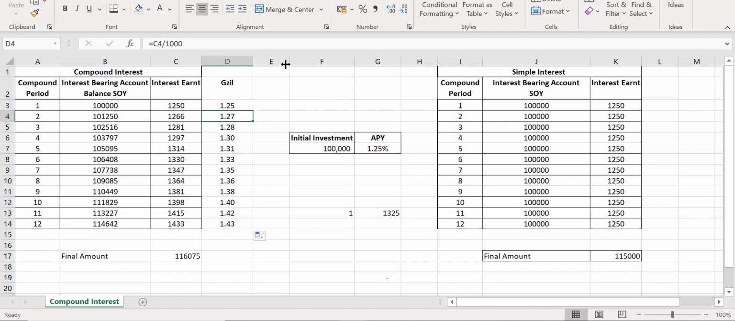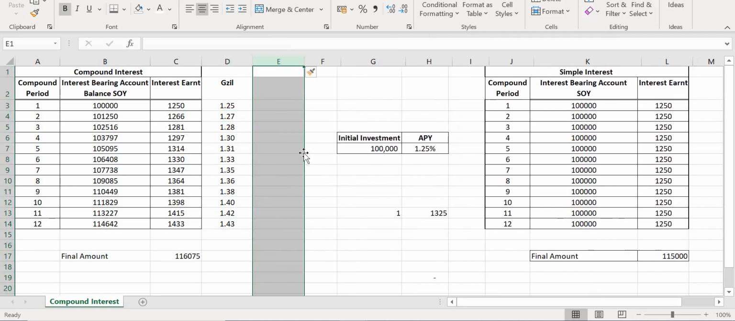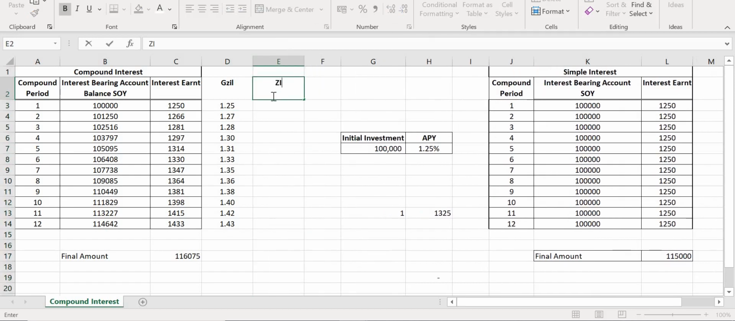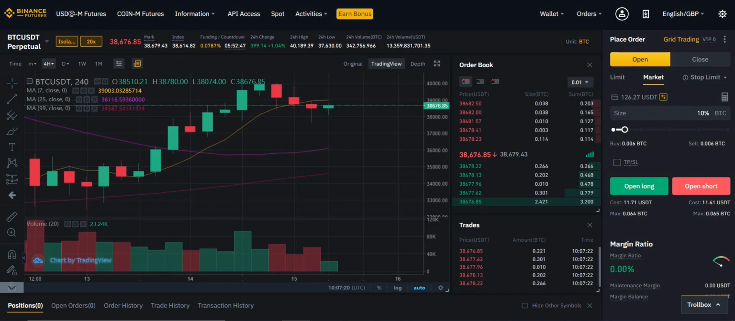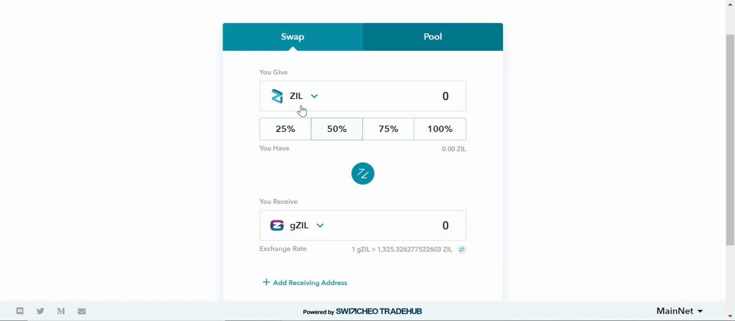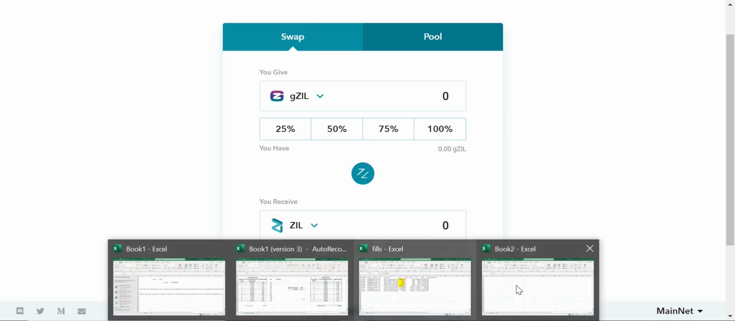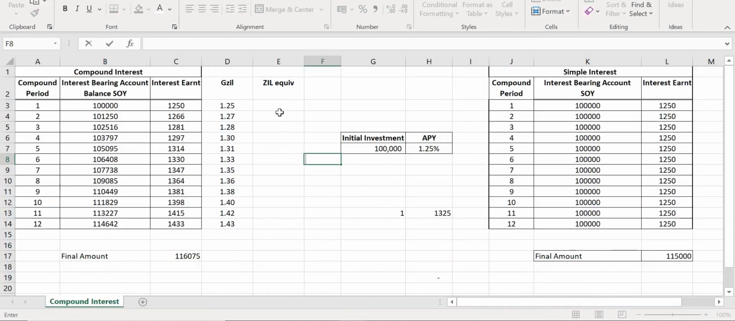The other thing we need to do is work out how much ZIL that is worth. So what is the ZIL equivalent? What I'll do is jump quickly onto ZIL swap, and here we go, GZIL to ZIL, and just work out what the exchange rate is. And actually at the bottom here it gives me the exchange rate. So it says that 1 GZIL is 1,315 ZIL. So I'm going to go back to the Excel.